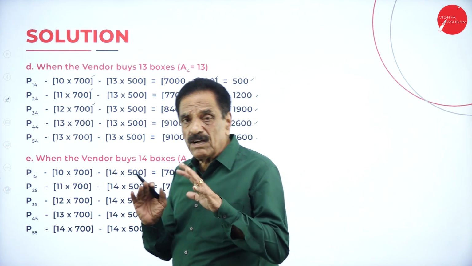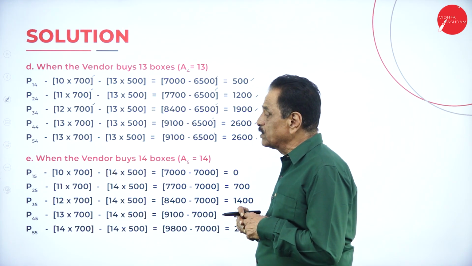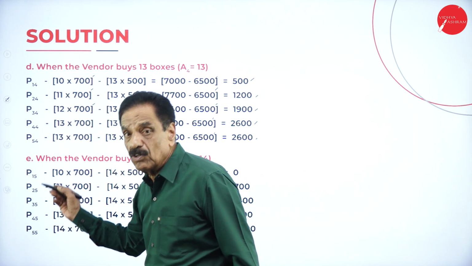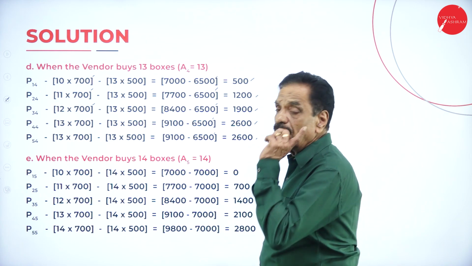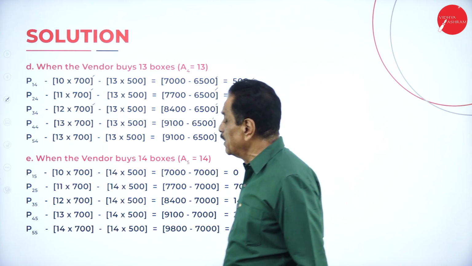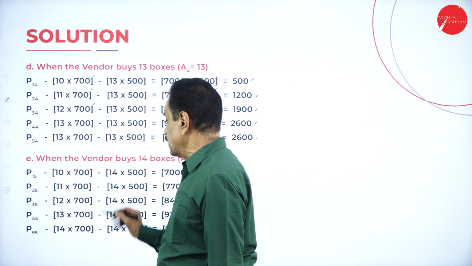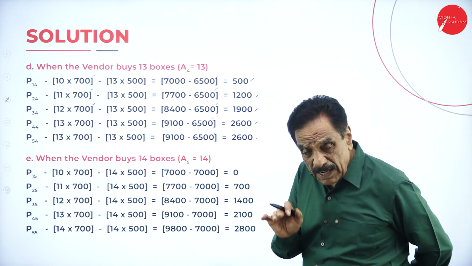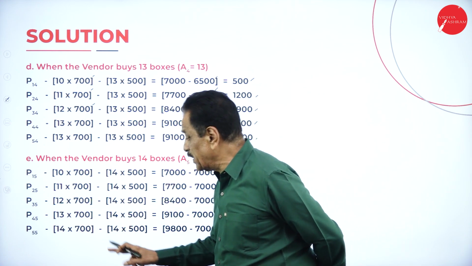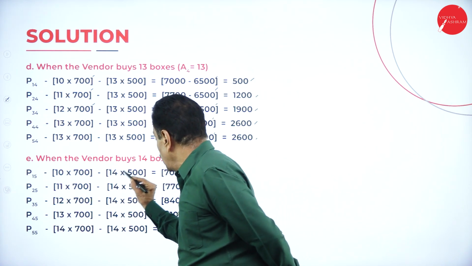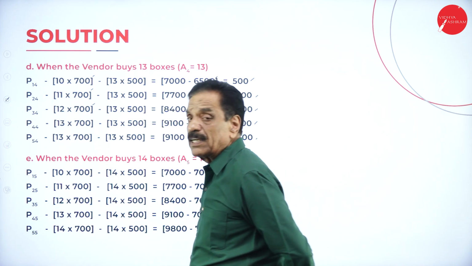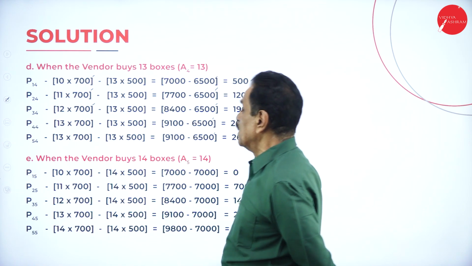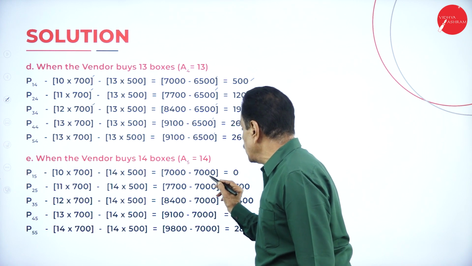Last one, when the vendor buys 14 boxes, this arrangement you have to make. Last is 14, you must be careful, others should be retained. 10 into 700, selling price, 11 into 700, 12 into 700, then 13 into 700, 14 into 700. New one is 14. 14 into 500 for each. You get the answer: 7,000 minus 7,000 is 0.